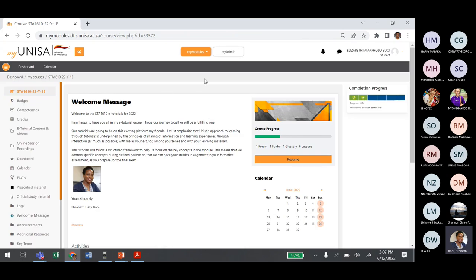Once you log in onto the system, you will have multiple modules here, as per the modules that you have registered. If you register 10 modules and all 10 of them have e-tutoring, you will have your lecture site and your e-tutor site. Your e-tutor site will always have a number and an E at the end to show you that this is an e-tutor site. Your lecture site will just show the module number, the year, and if it's semester, it will have an S there. And then that will be your lecture site.